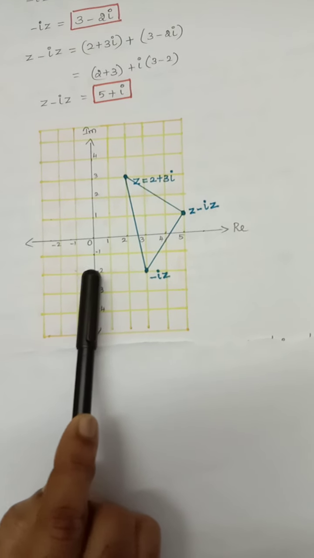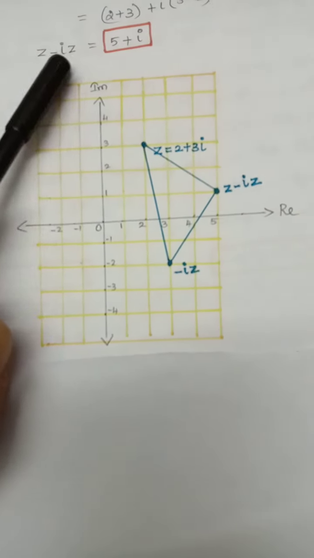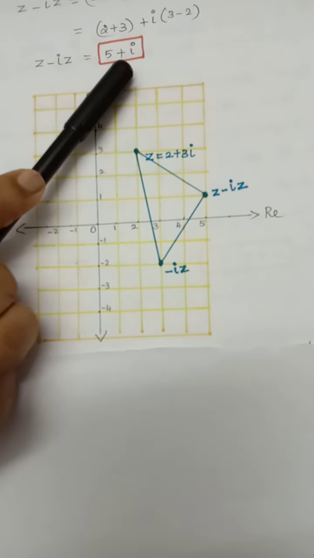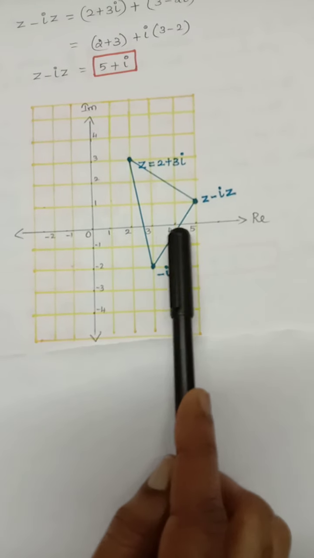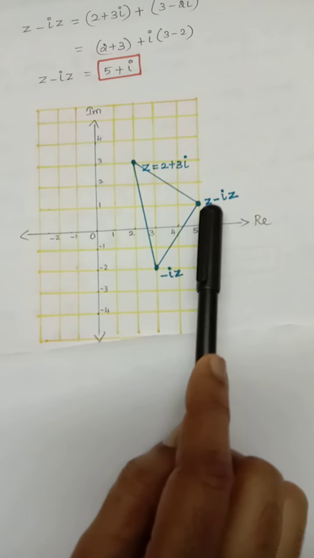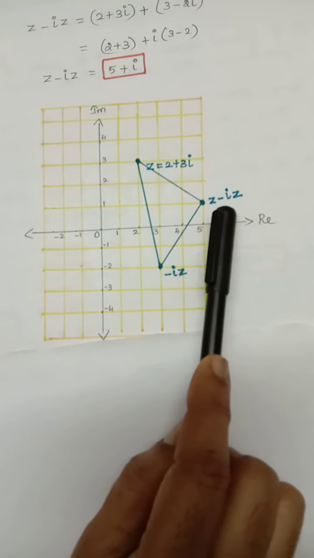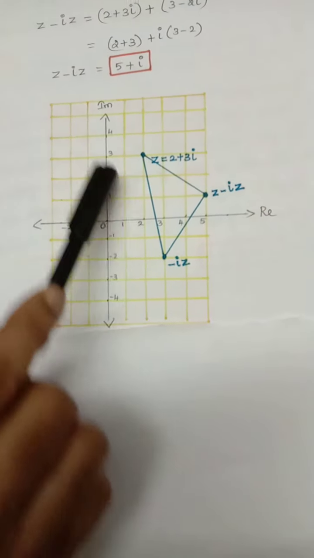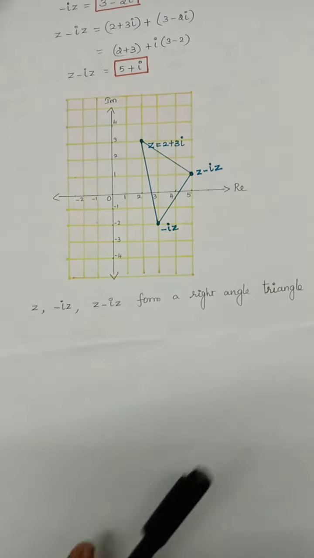Imaginary axis minus 2. So minus iz is here, and z minus iz. What is 5 plus i? This is equivalent to (5, 1), so real axis 5 units and the imaginary axis 1 unit. So this point represents the complex number z minus iz. So all the 3 are joined, and they form a right angle triangle.